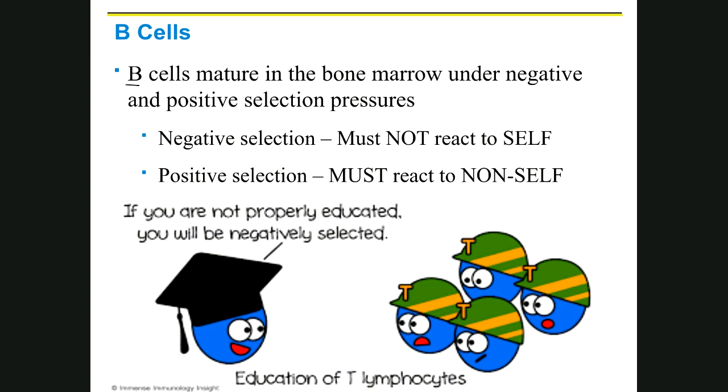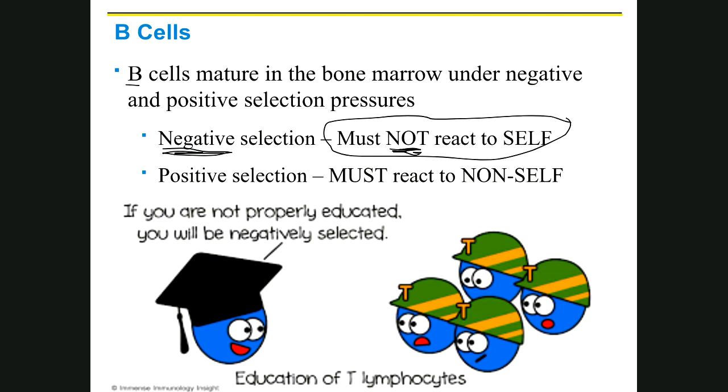So here are the 2 tests. One is called positive selection. The other one's called negative selection. Well, the reason they're called that is because of what it is. Negative selection, negative means no or not. And negative selection says that these cells must not react to self. In other words, they must not attack and kill your own particles, your own self.